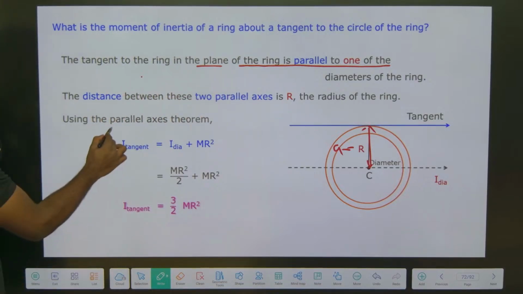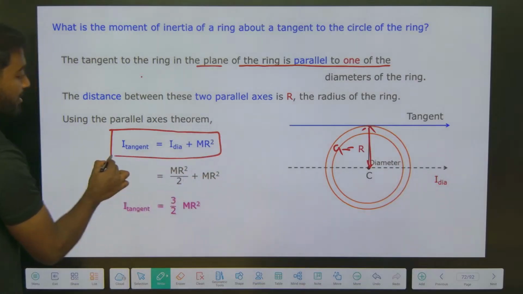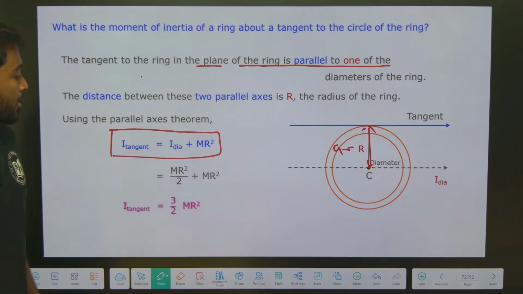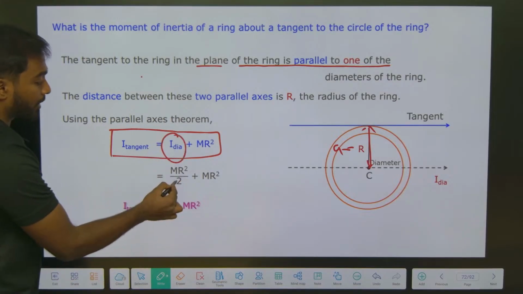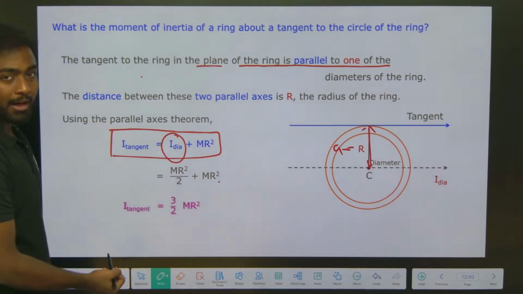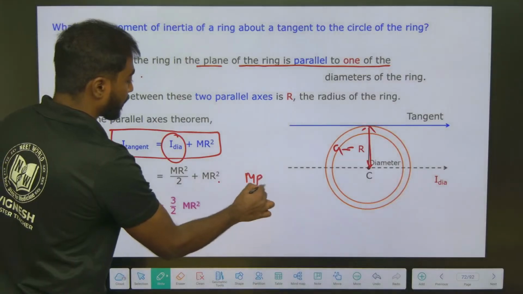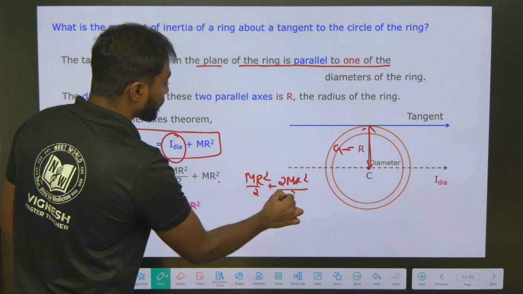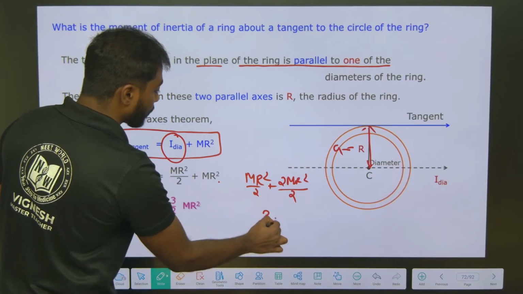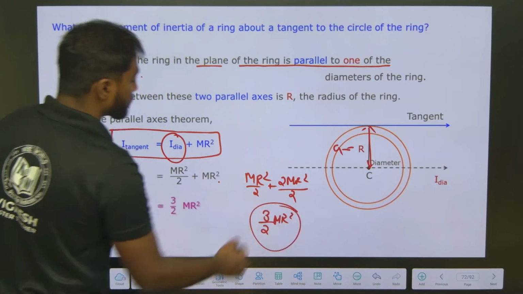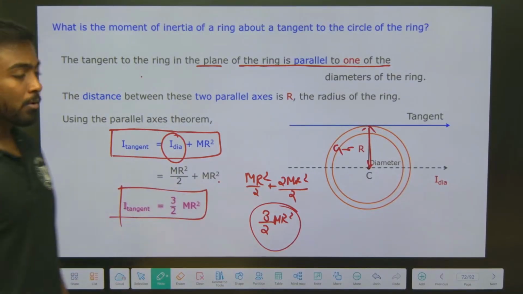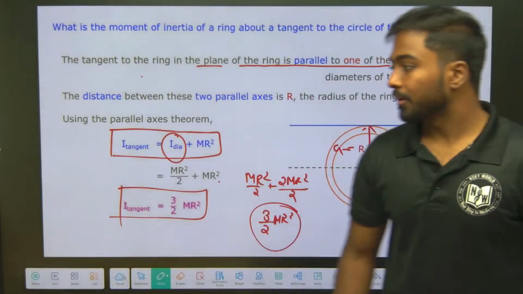So the moment of inertia about the tangent will be equal to the moment of inertia about a diameter plus m r square. The diameter one is m r square by 2, plus m r square, so m r square by 2 plus 2 m r square by 2, which is 3 by 2 m r square. So when I talk about a tangent, the moment of inertia will be 3 by 2 m r square.